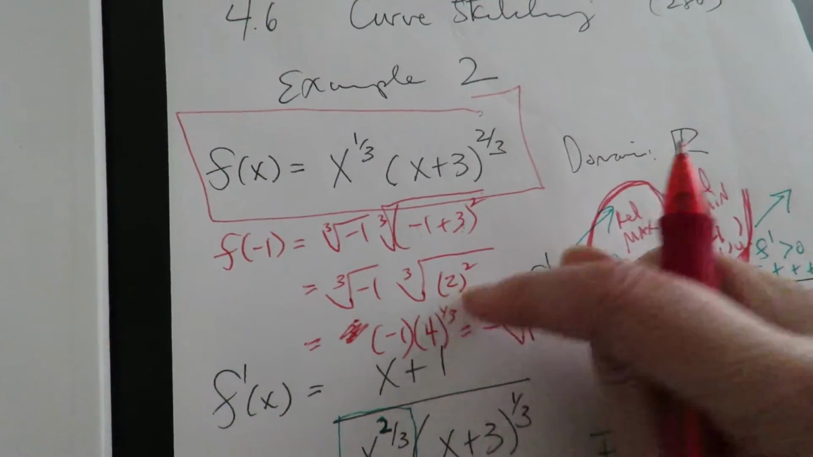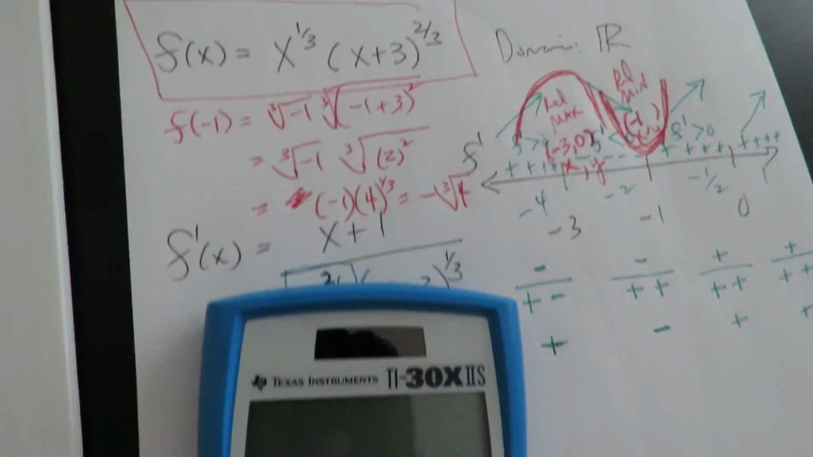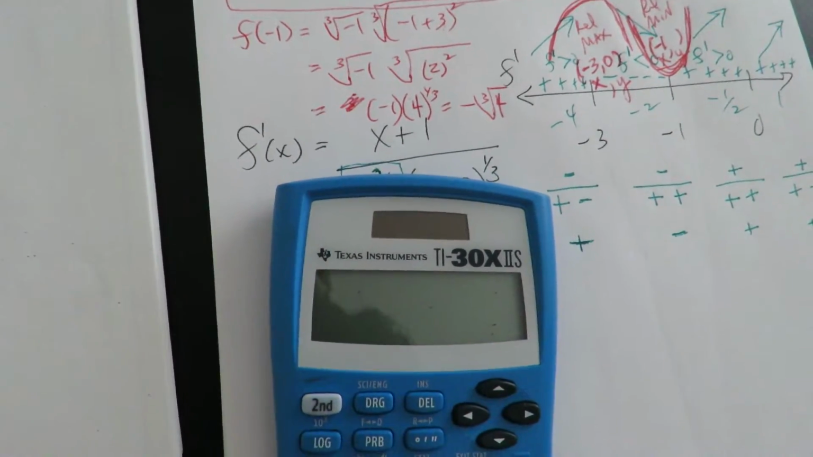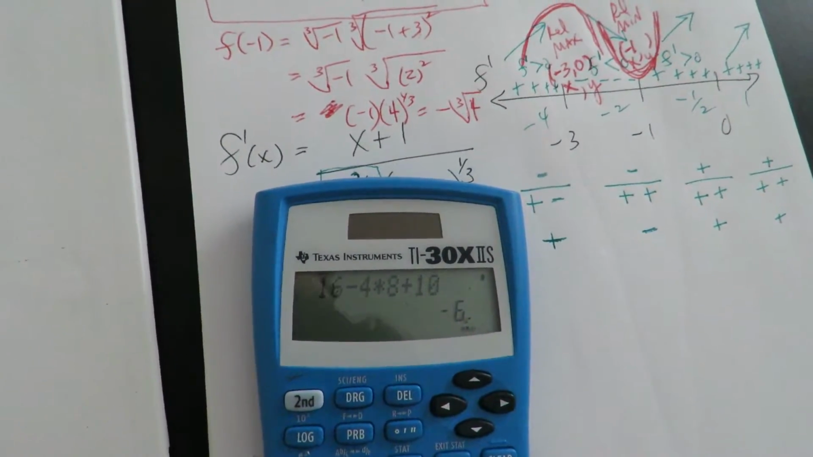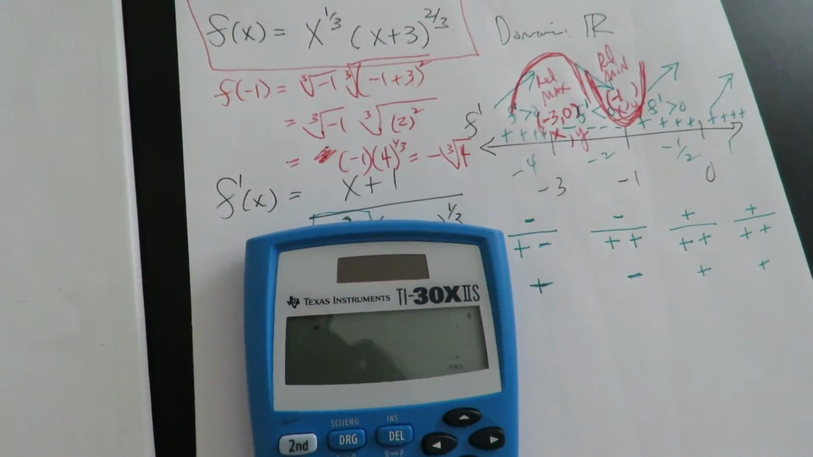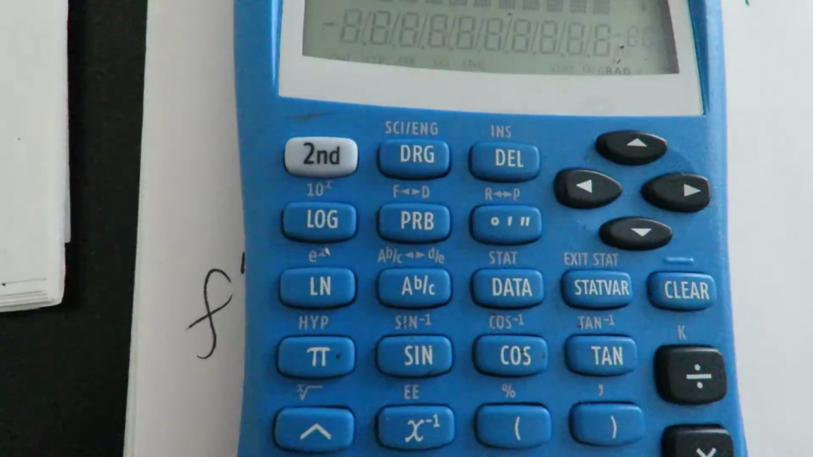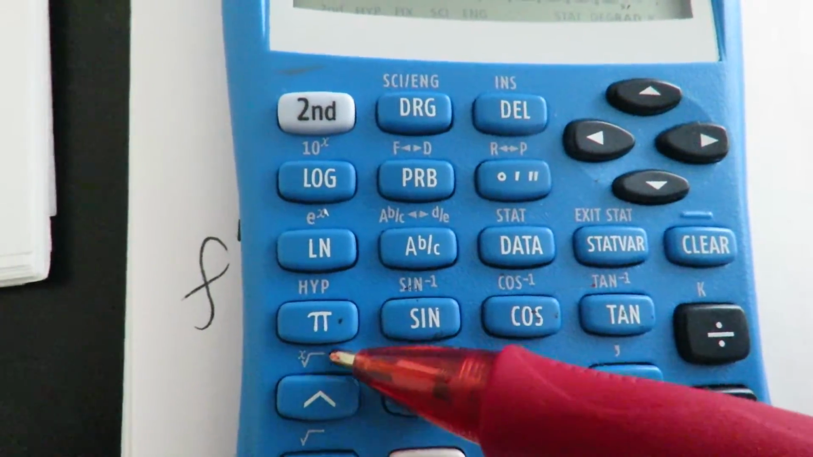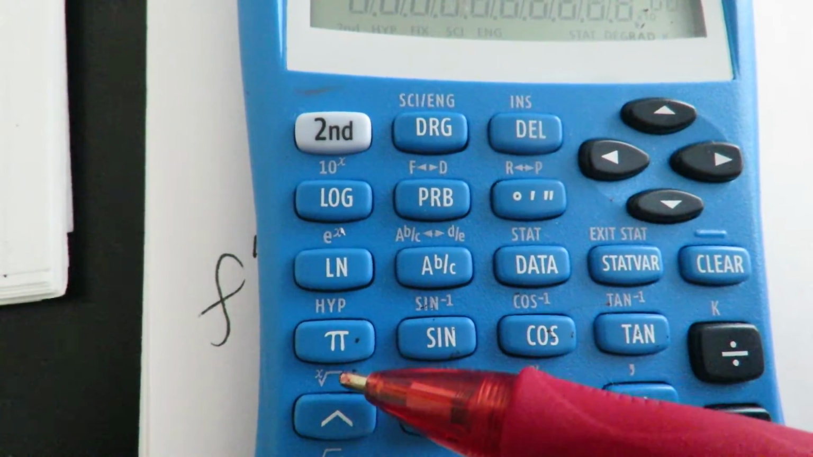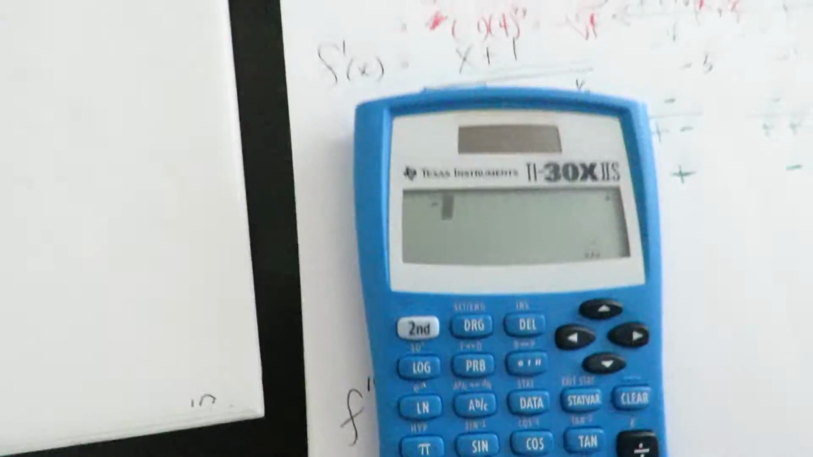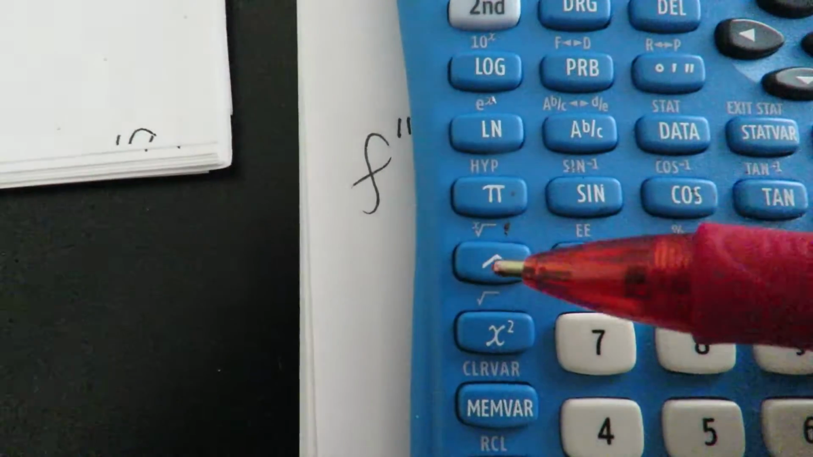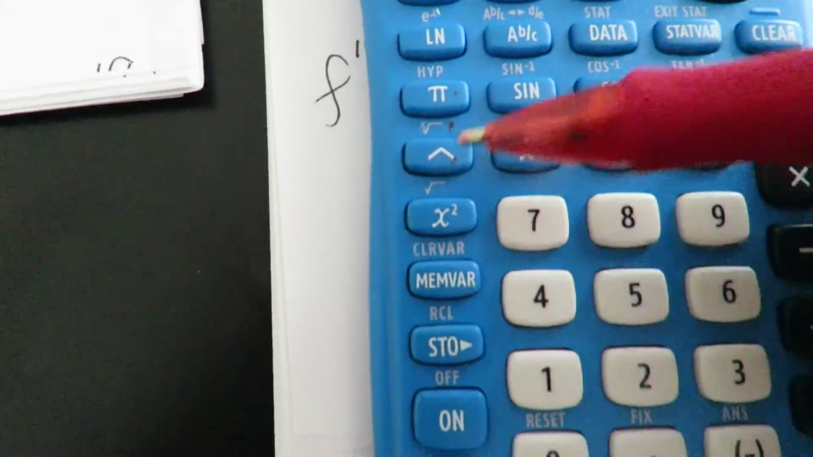Negative cube root of 4. Okay, so that we've got to put in the calculator. So I'm going to do negative. I have this key here. This lets me do a cube root. This guy here. You can also raise it to the 1/3, if that's easier for you.